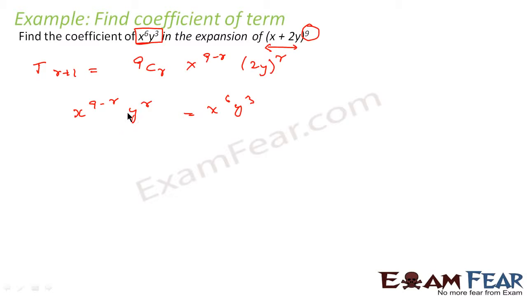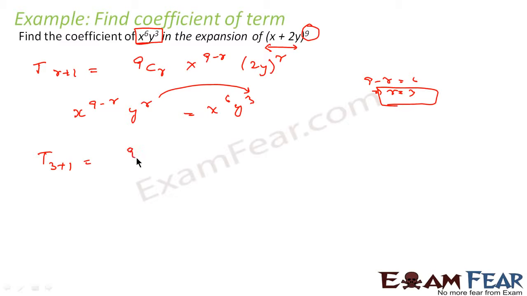So if you compare this term, we get r is equal to 3. Here also, if you see, 9 minus r is equal to 6. When I say 9 minus r is equal to 6, so r is equal to 3. And here also r is equal to 3. So that means r is equal to 3, that is confirmed. So we have to find t of 3 plus 1.